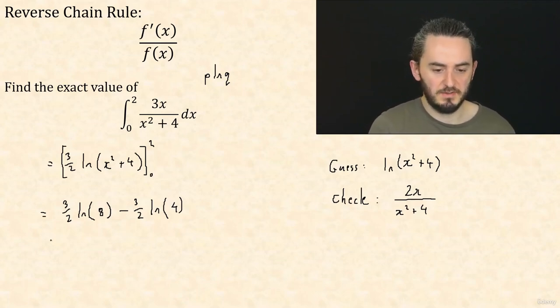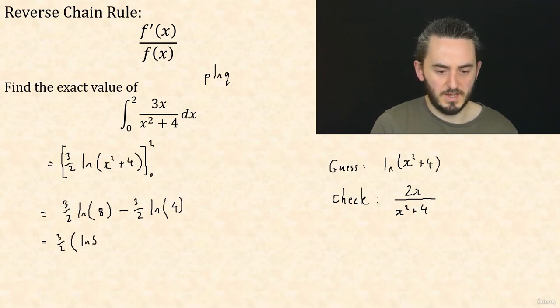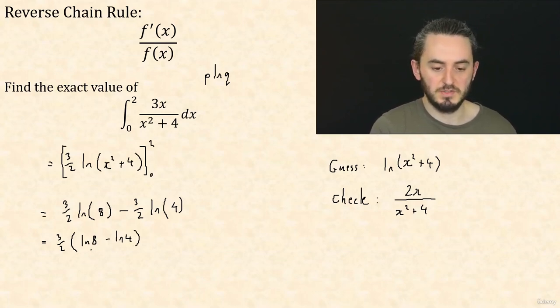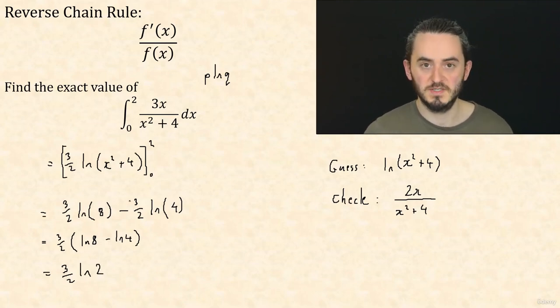And they might even stipulate that q should be 2, or they'll tell you what it is. So I want to stitch these together. So here's a nice way of doing this. I'll factorize out 3 over 2, and that gives me ln 8 minus ln 4. And then we can use the log rule that log of a minus log of b is log of a divided by b. So that's 3 over 2 ln of 8 over 4, and 8 divided by 4 is 2. So 3 over 2 ln 2 is our answer to that question there.